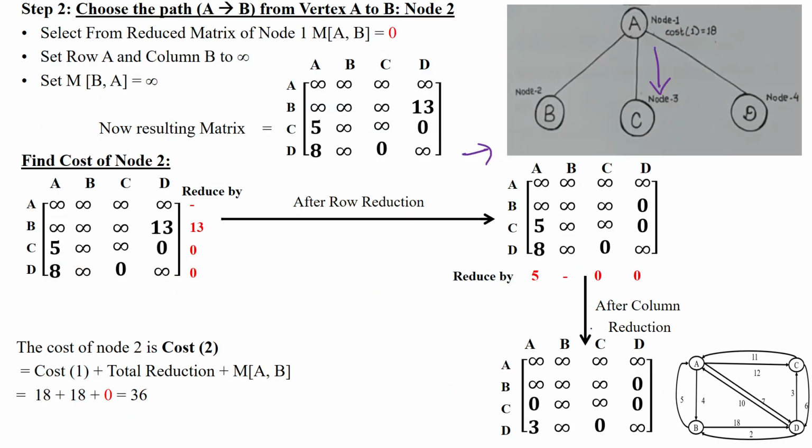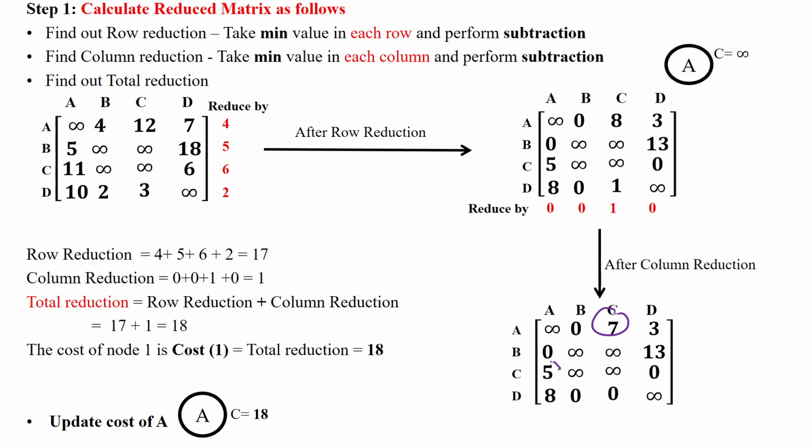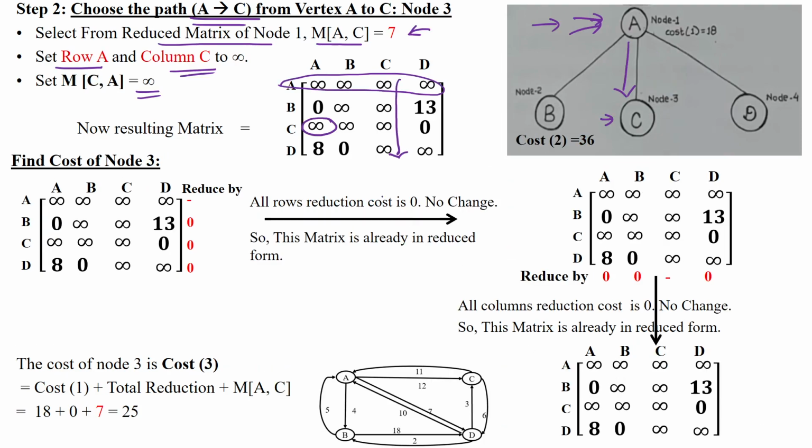After that, we make the entire row A infinity in the node 1 matrix, and the column C infinity in the node 1 matrix. Then after reaching C, you should not visit back from C to A, so we make that position, C comma A, infinity. Earlier that value was 5, now we made it infinity. After that we get the resulting matrix.